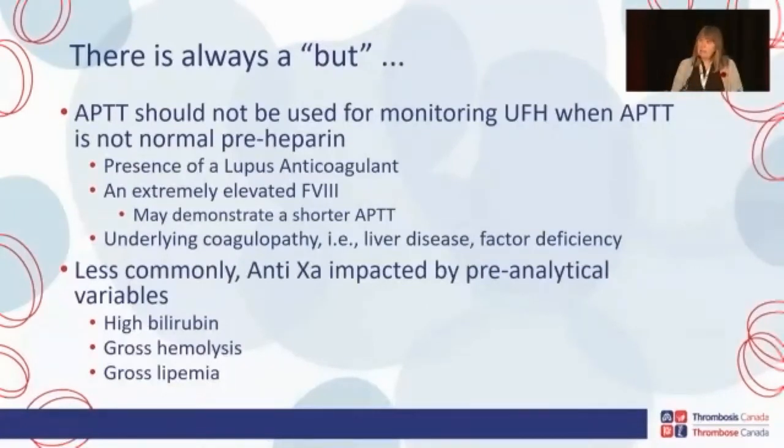And that PTT may be abnormal for a number of reasons, such as a lupus anticoagulant, a very high factor VIII level. We know that that's an acute phase reactant, and a very high factor VIII level will shorten the PTT that the laboratory gets. And if there's an underlying coagulopathy, liver disease, factor deficiency. All right, so the PTT needs to be in the normal range in order to utilize those, or at least you need to be aware that the PTT was not normal when you're assessing your normogram.